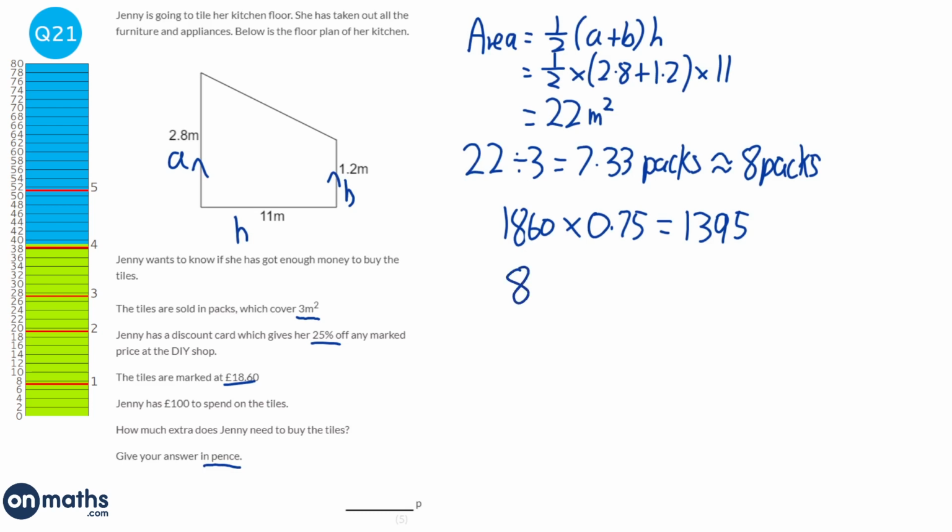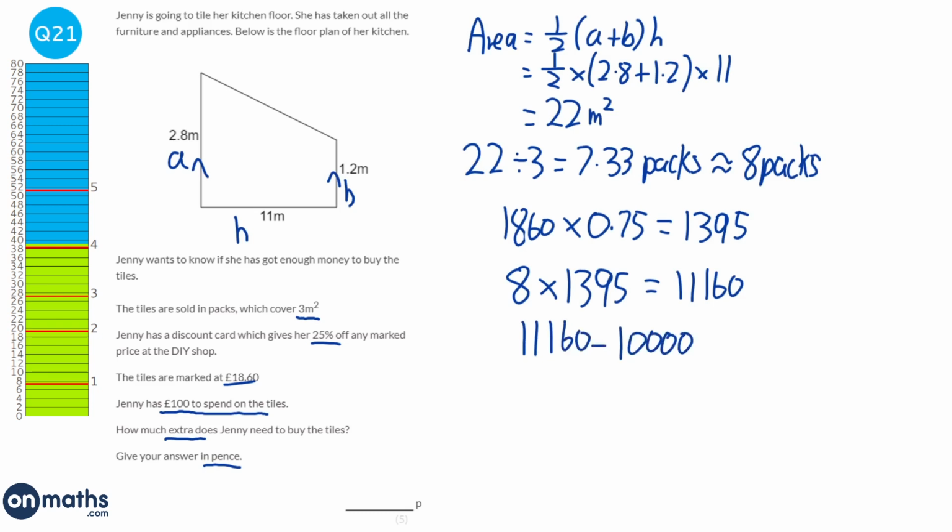And so it's going to be 8 lots of the 1,395 pence packs, which will cost in total 11,160 pence, or £111.60. But Jenny has £100 to spend, and we're asked how much extra does she need. So we're going to do 11,160, take away the 10,000 pence that she has, which will give us 1,160 pence. So she needs to find £11.60 or 1,160 pence from somewhere.